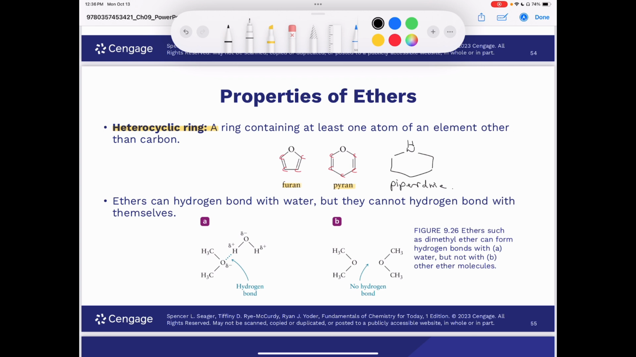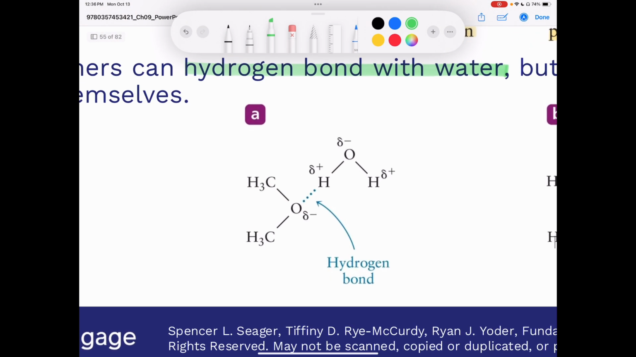There you go. So there are many, many examples of heterocycles out there. But just to turn our attention to intermolecular forces for a second, it says here that ethers can hydrogen bond with water, but they can't hydrogen bond with themselves. So if you have a mixture, let's say you have an ether in water, and the ether that they're showing here is dimethyl ether.